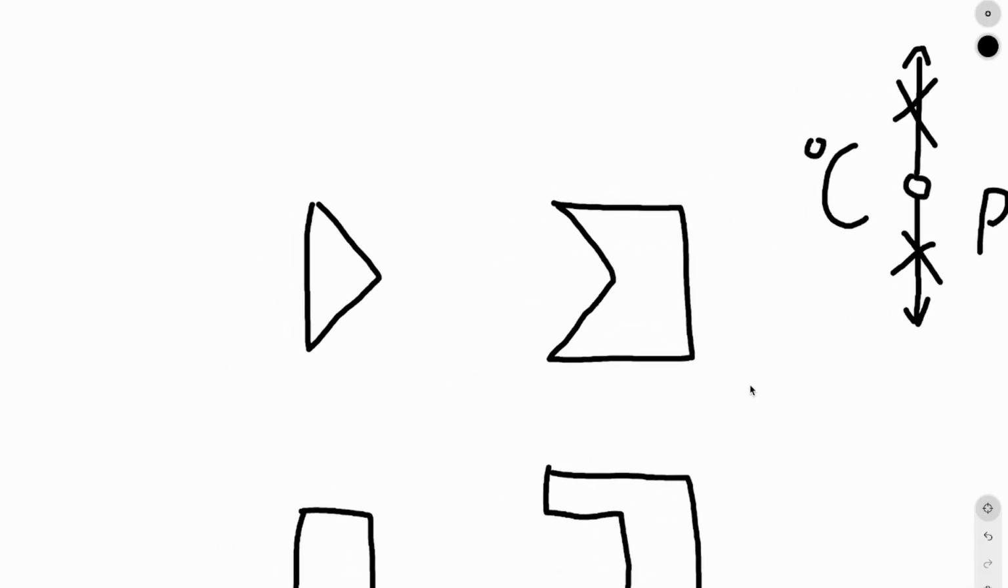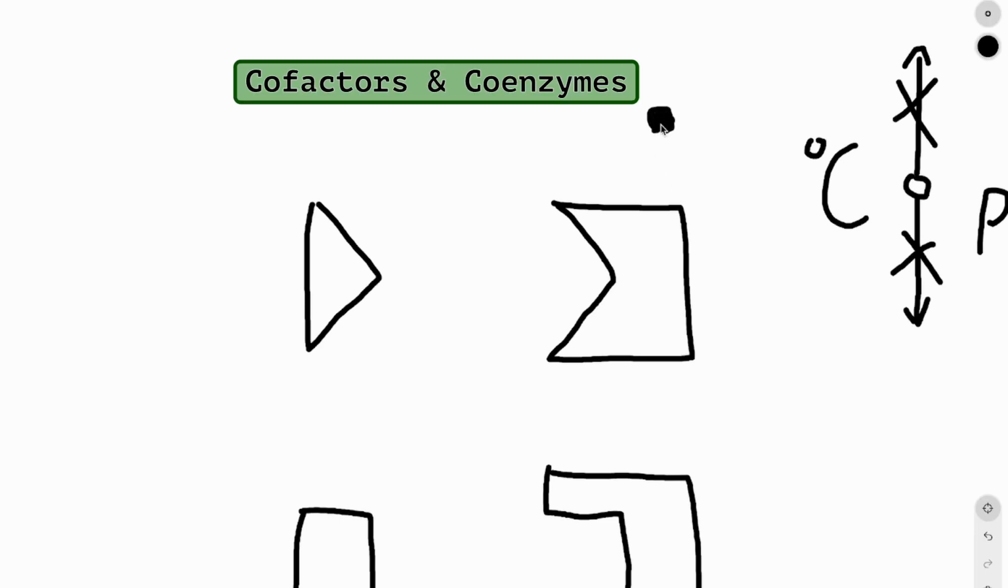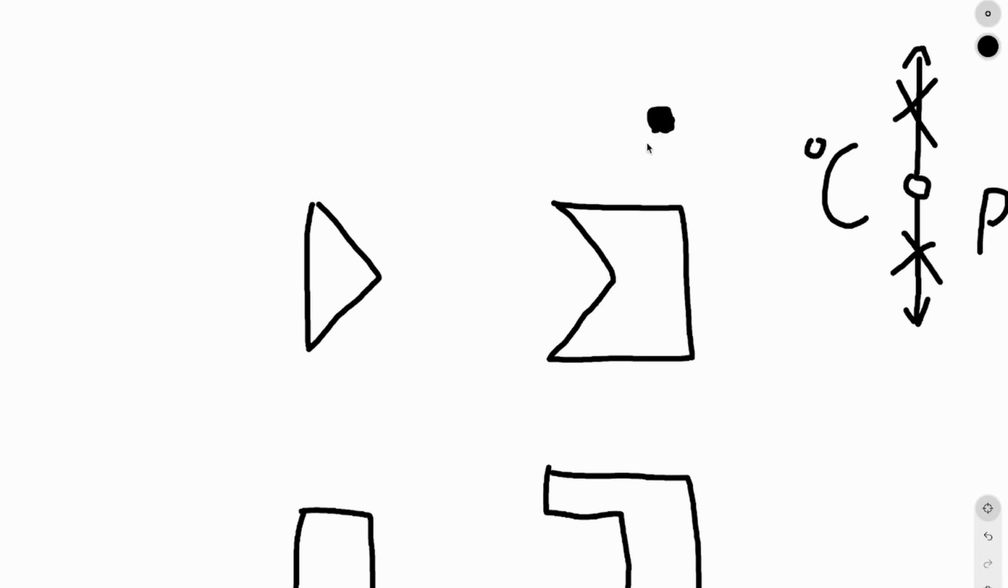Certain compounds can help or hinder enzyme functions. Cofactors or coenzymes, which are inorganic and organic respectively, help stabilize the shape of enzymes and make them more efficient. As for inhibition, there are two types.